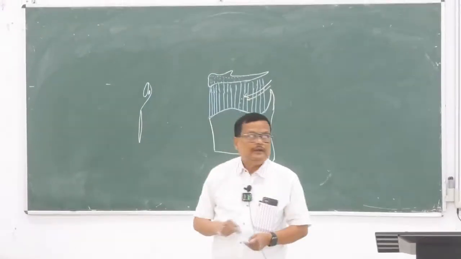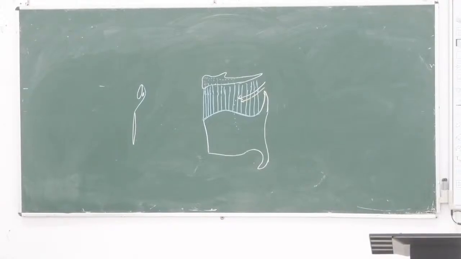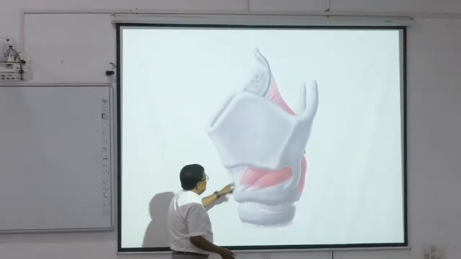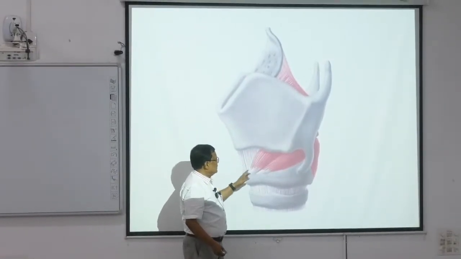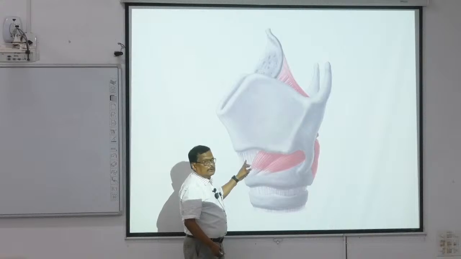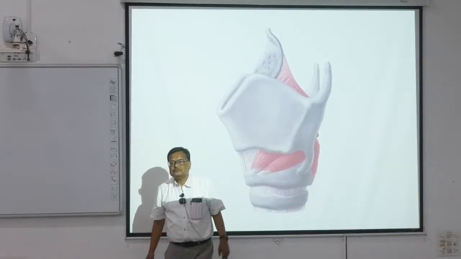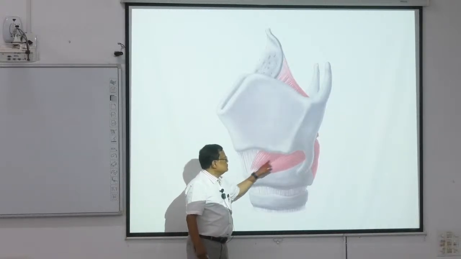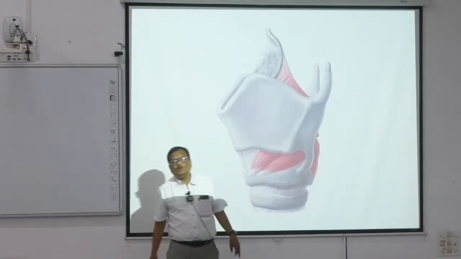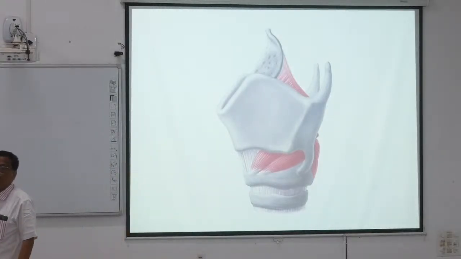Next, the lower border. To the lower border of the thyroid cartilage, there is one ligament, keep this in mind, and one muscle is attached. A very important muscle. This is known as the cricothyroid muscle, the tensor of the vocal cord.